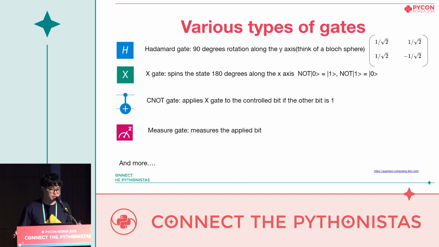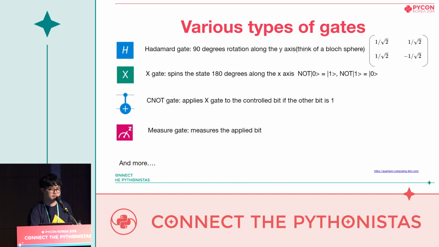The X gate is used as a NOT gate, which spins the state vector 180 degrees along the x-axis. The third gate, which is called a CNOT gate, is a special one, as it applies changes to not 1, but 2 qubits. There is a controlled bit, and if the other bit is 1, it applies an X gate to the controlled bit.